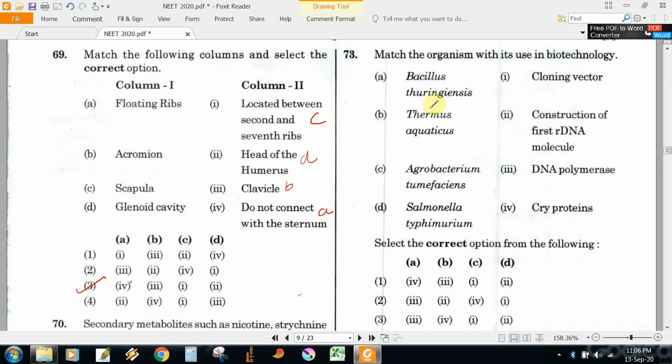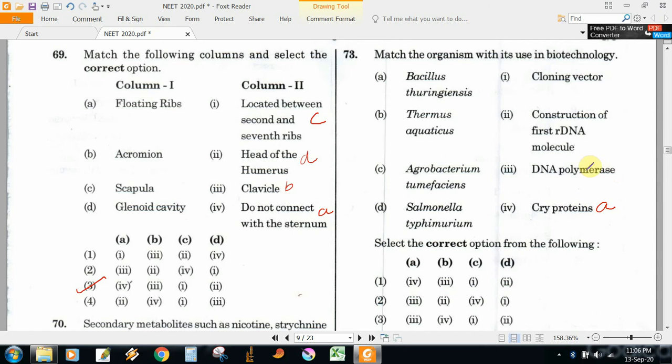Yes. Moving on, the 73rd question we are having. So the first one is Bacillus thuringiensis, next is Thermus aquaticus, Agrobacterium tumefaciens, and next is Salmonella typhimurium, right? So on two we are having cloning vector, next is construction of first rDNA molecule, next is DNA polymerase, the fourth one is proteins. So A is for proteins, that is fourth.